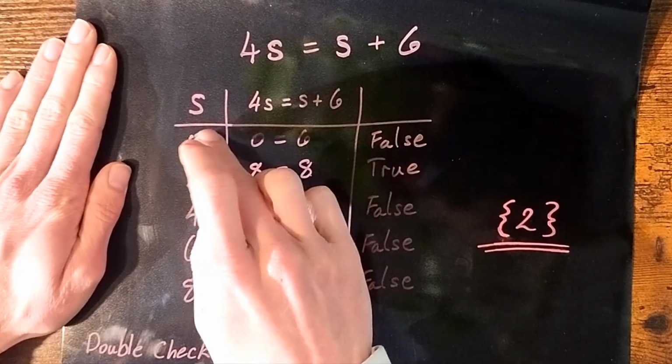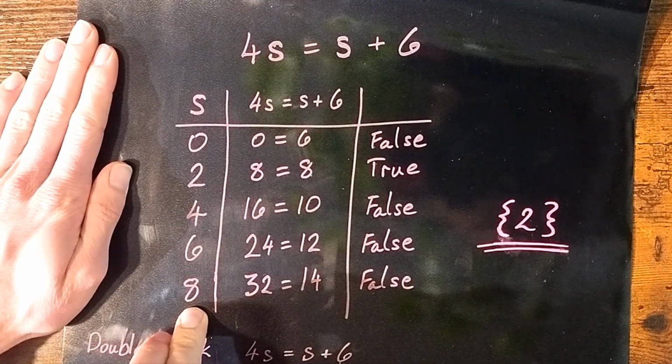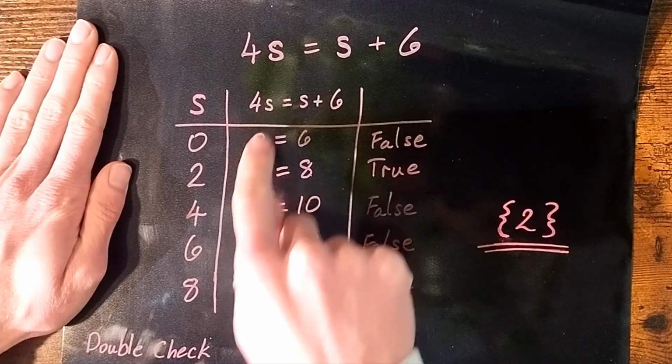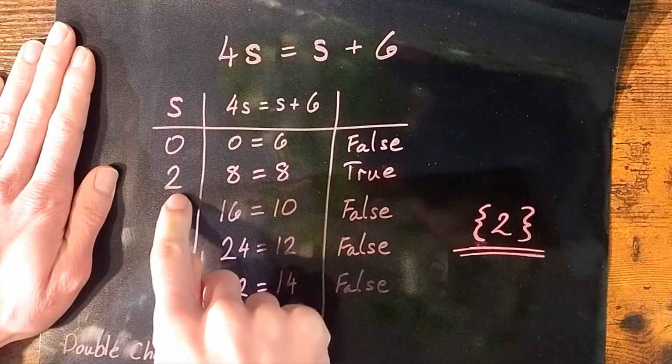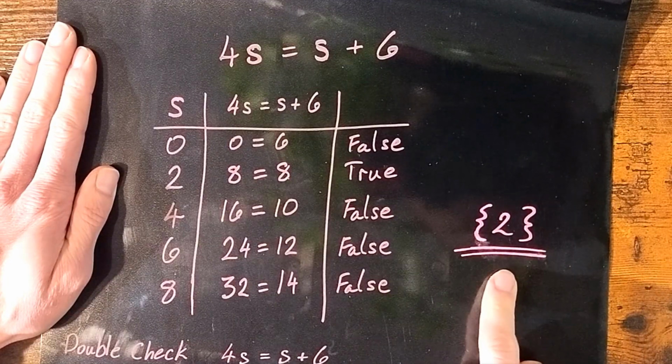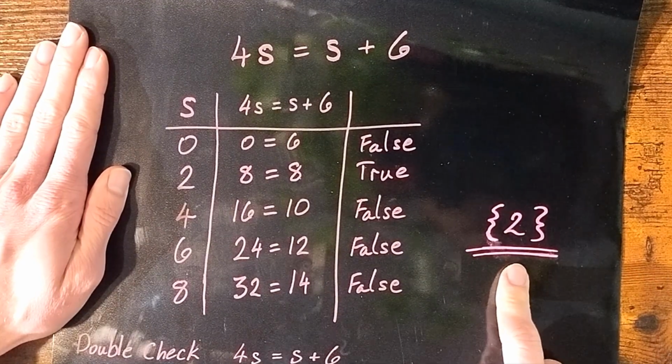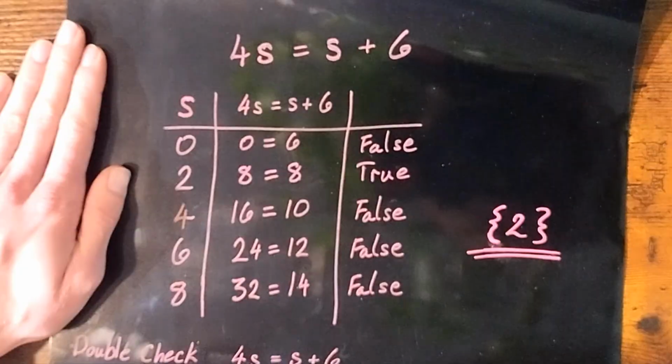Again, I made a table with possible values for s. When s equals 0, 4 times 0 is 0. 0 plus 6 is 6. That is false. 2 is the only root. Therefore, 2 is the solution set. That's my answer. In this case, I can solve for s.